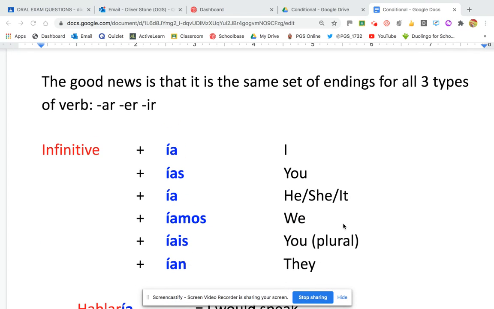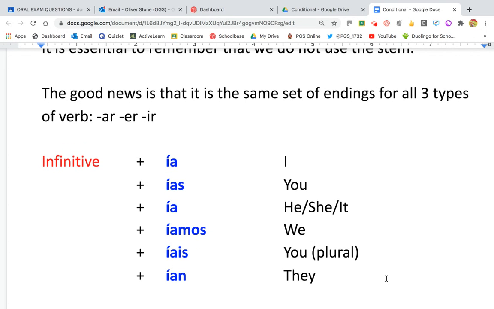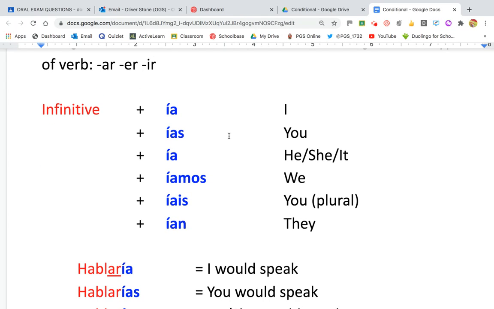So we're going to use the infinitive plus these 6 endings. And you'll notice every single one has an accent on the I, the first I. So it goes ia, ias, ia, iamos, iais, ian. And it is that simple. It is that set of 6 endings for every type of verb, okay, to get the tense would, to get that meaning would, the conditional, okay.